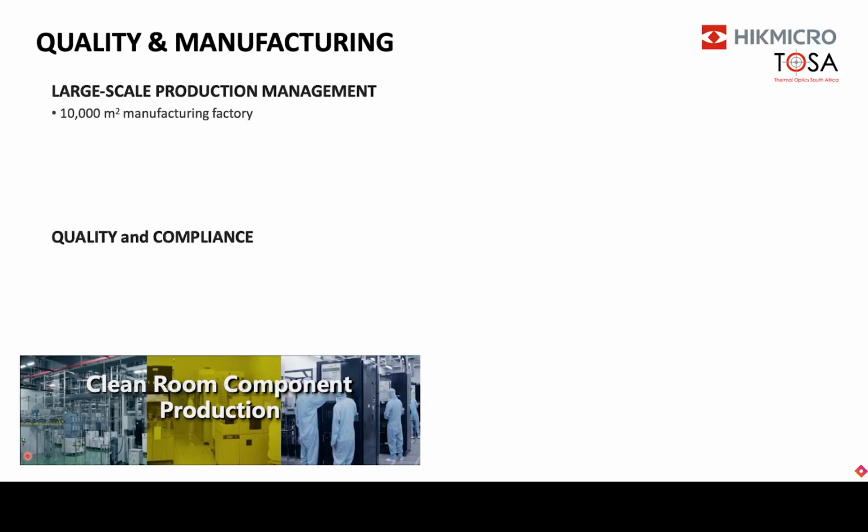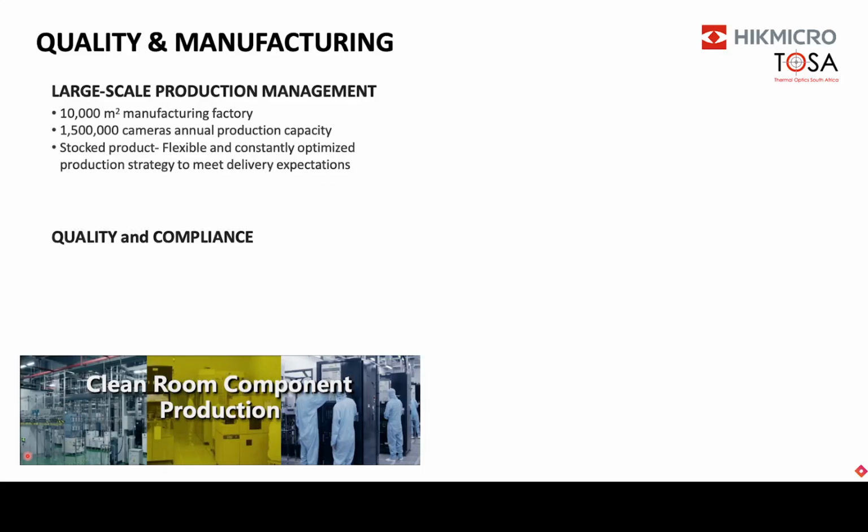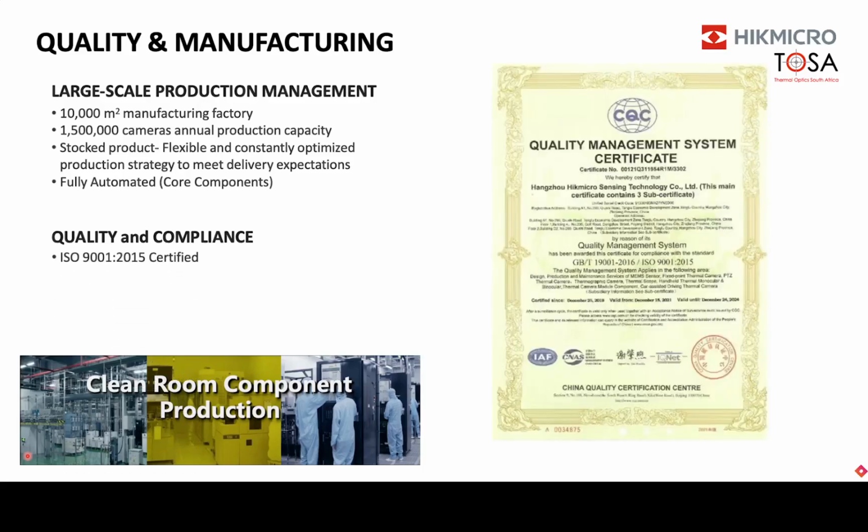Right, so the company itself, the manufacturing facilities, it's a 10,000 square meter manufacturing facility. We manufacture more than 1.5 million cameras annually, last year. There's a lot of products already in stock, so the stock situation is well under control. The factory itself is fully automated, so the core components are supplied and manufactured by the company itself. So we're not dependent on any other company for the core components that we use inside the unit.